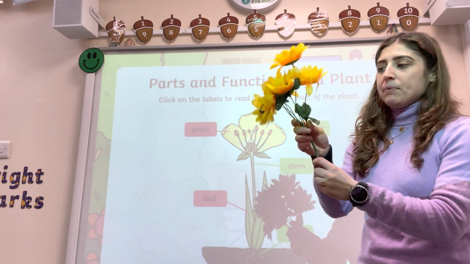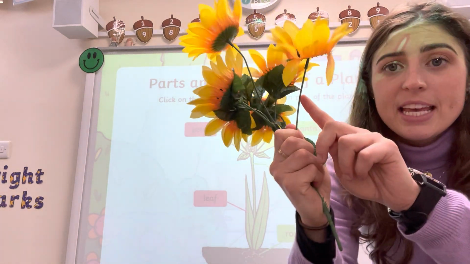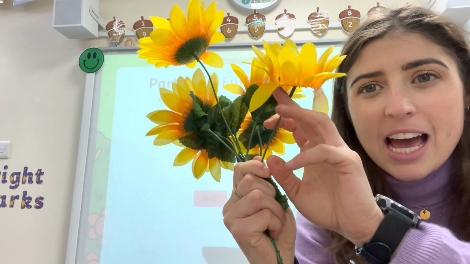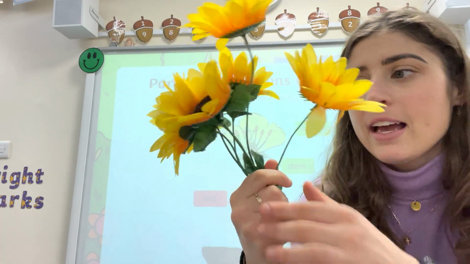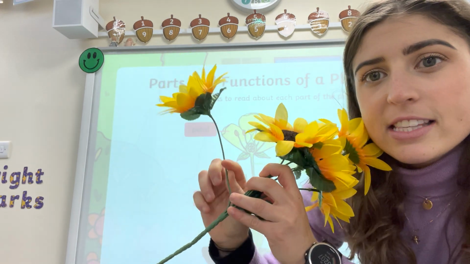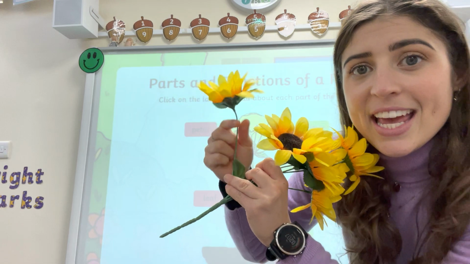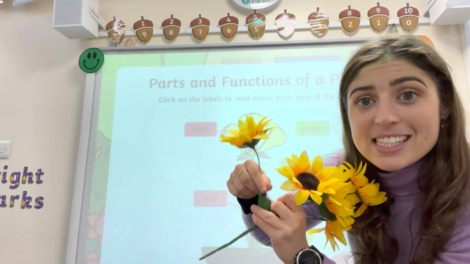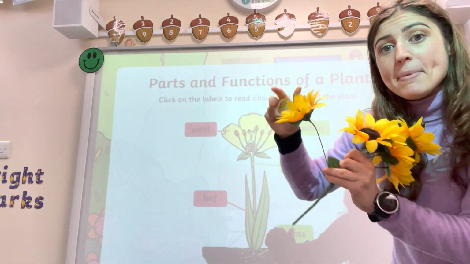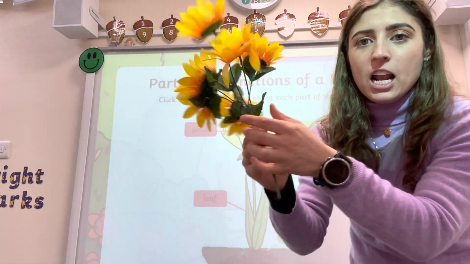When you go down, this big, long green thing here, can you see it here? What's that called? I'll give you a clue. It begins with st. This long green thing here, it's usually quite thin and long. It's the stem. Stem. Well done.